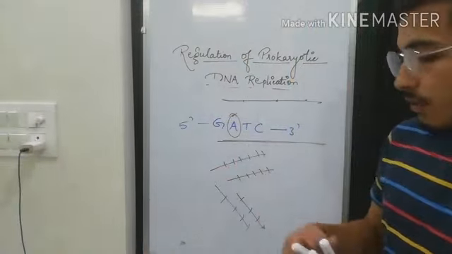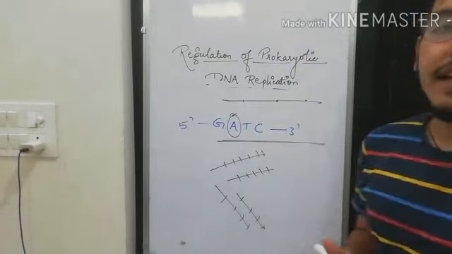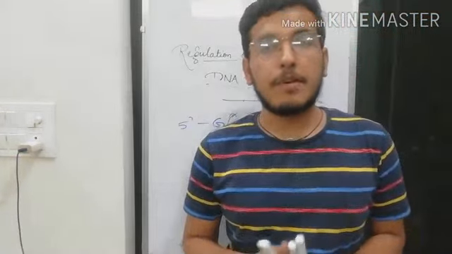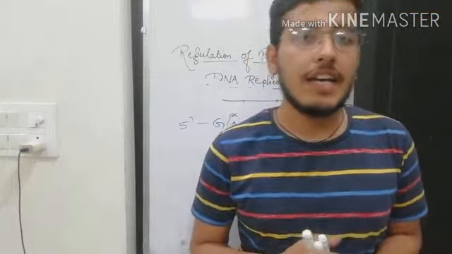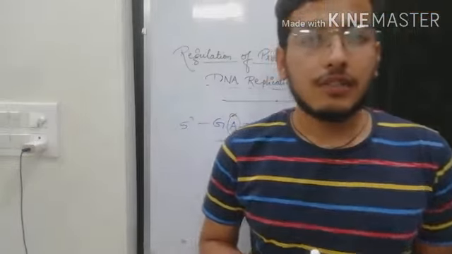So this was the role of oriC and the DnaA-ATP complex in the regulation of DNA replication. Hope you understood. Thank you.